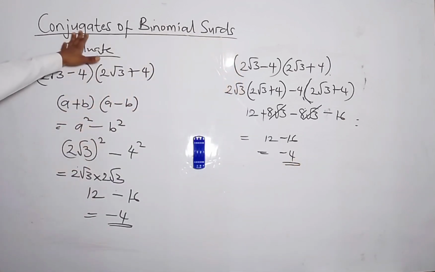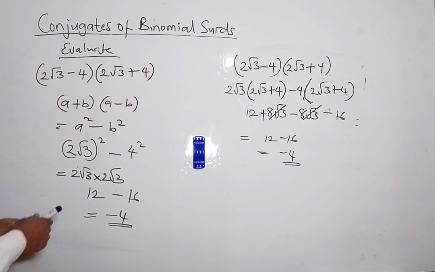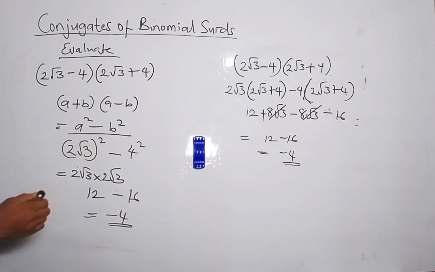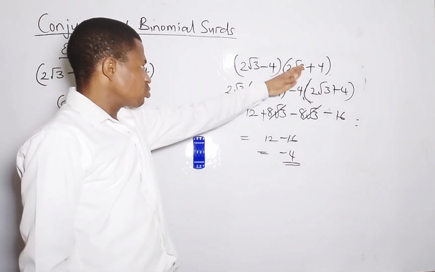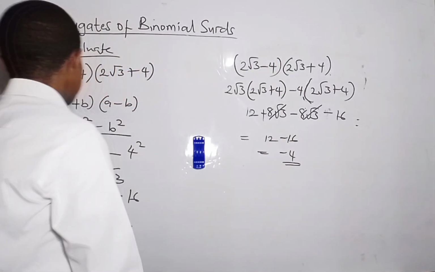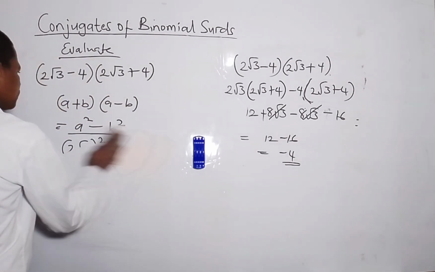So when we have conjugate surds, the result will give us a difference of two squares. If we go this way, we get this. If we want to do the normal expansion, we get the same result. Let's look at another example here.